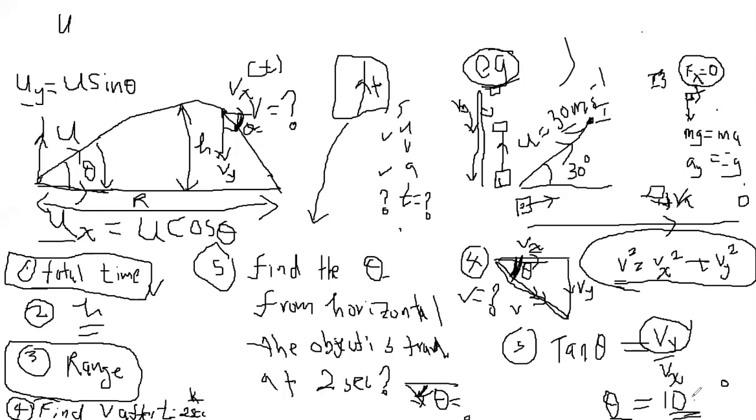So all of you got 10.1 degrees. The theta is found to be 10.1 degrees from horizontal. Okay, good. So that's it. This is, I can say, 60% of projectile movement.